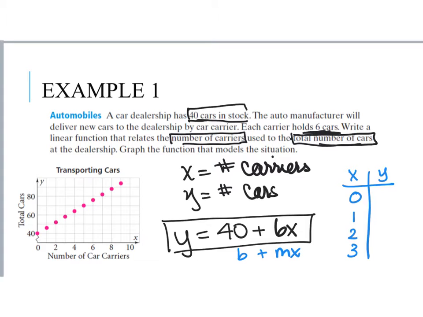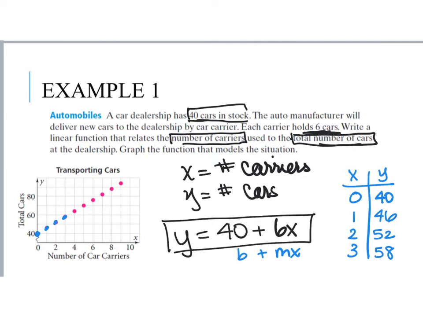So if I plug 0 into this equation, I have 6 times 0, which is 0, plus my 40, that's going to give me 40 cars. If I plug 1 in for x, I have 6 times 1 plus 40. This will give me 46. If I have 2 carriers, I end up with 6 times 2 or 12 plus 40, which would be 52. 6 times 3 is 18 plus 40. That's going to give me 58, and so on. So if we plot these points on our graph, you can see that we have 40, here's our 46, our 52, our 58, and we can continue to go on up.